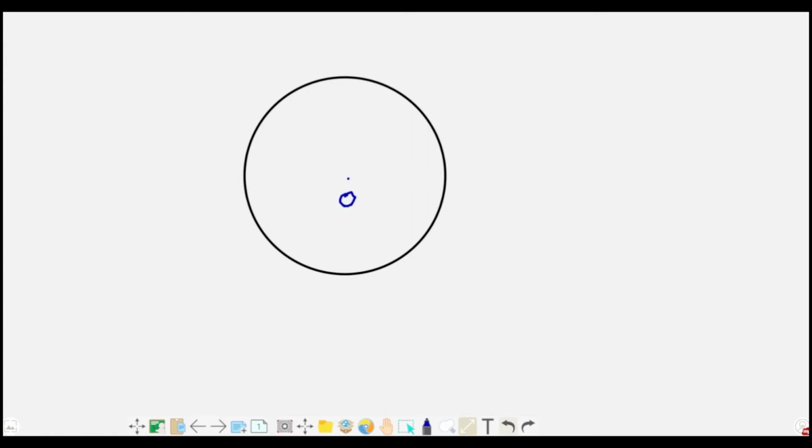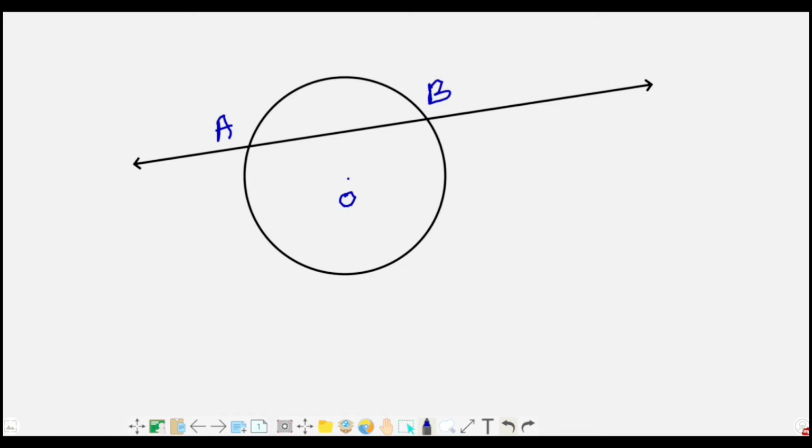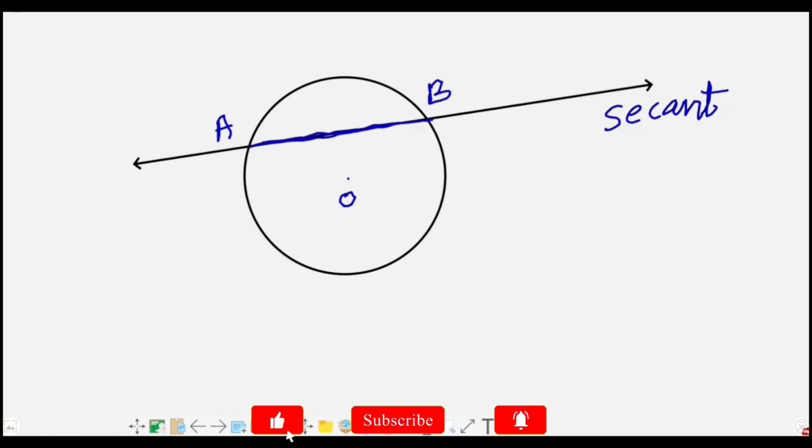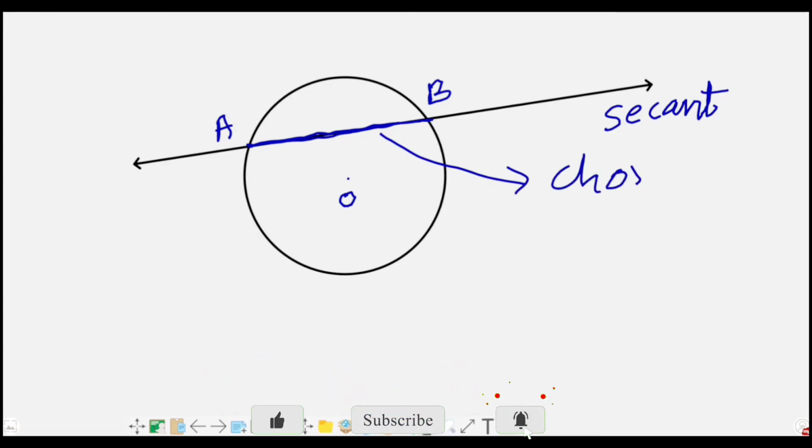Now see, in the circle, I have taken the center O. This is the line which intersects the circle at two distinct points. Then this line is known as a secant. The part of the secant which lies inside the circle is known as a chord. So a chord is nothing but the part of the secant itself, students.